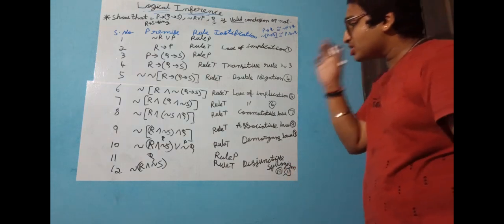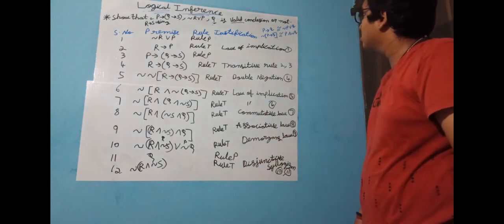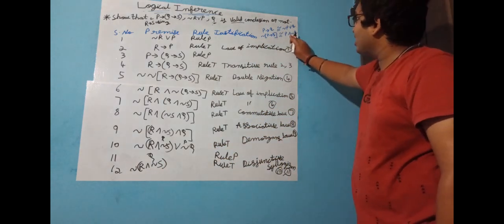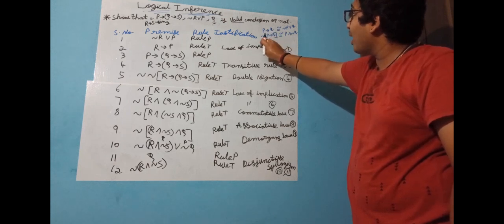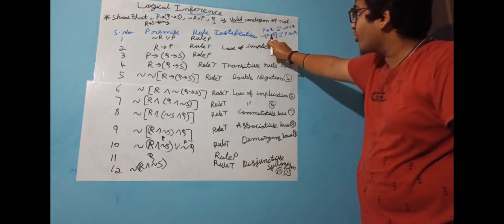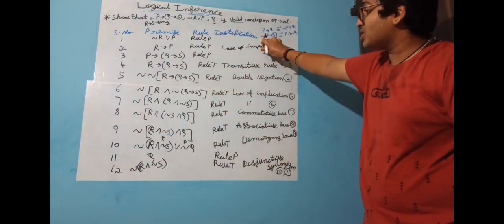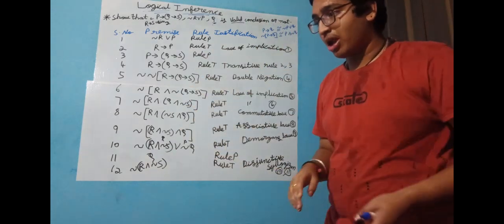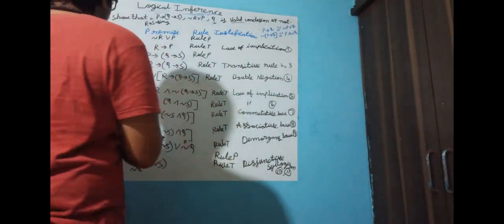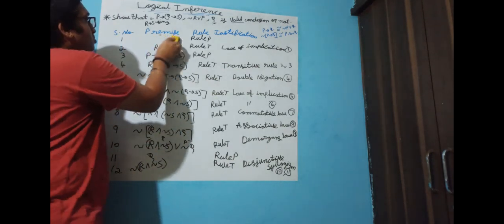Now it is similar to which one? R and negation S is nothing but negation of P implication Q, we will write. Then here one more negation is there, so negation of negation will become simply R implication S. That step I will write here. Hope everyone has written.